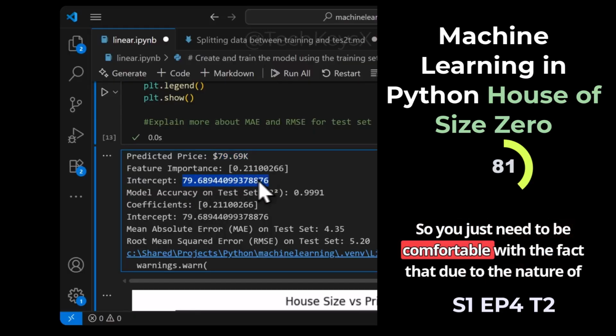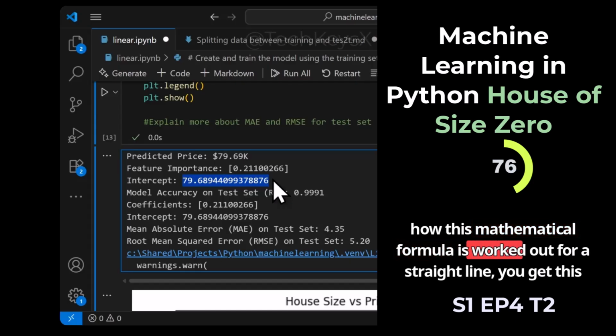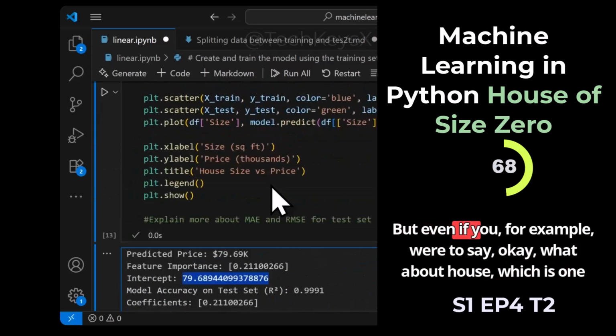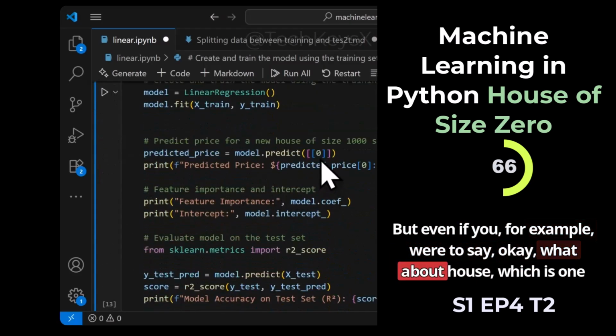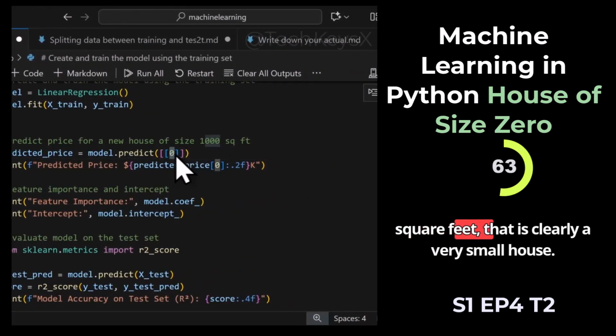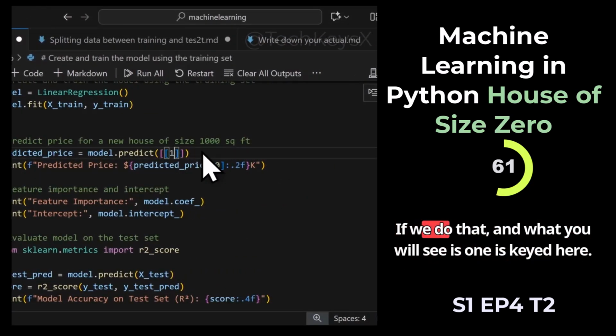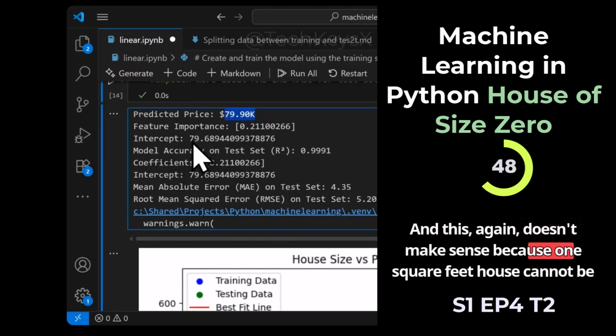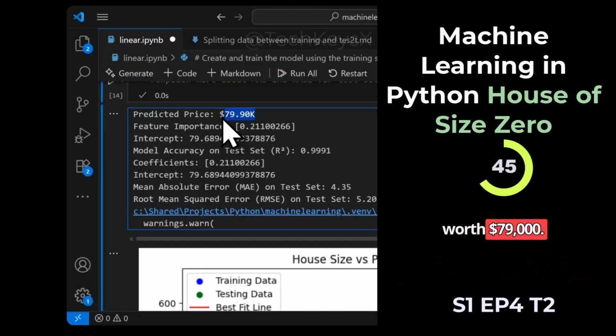So you just need to be comfortable with the fact that due to the nature of how this mathematical formula is worked out for a straight line, you get this artifact value, which is the intercept value, which makes sense in certain situations. But even if you were to say, okay, what about a house which is 1 square feet? That is clearly a very small house. If we do that, 1 is keyed here, and if I run this, you can now see that it's saying the house is worth $79,000. And this again doesn't make sense, because a 1 square feet house cannot be worth $79,000.